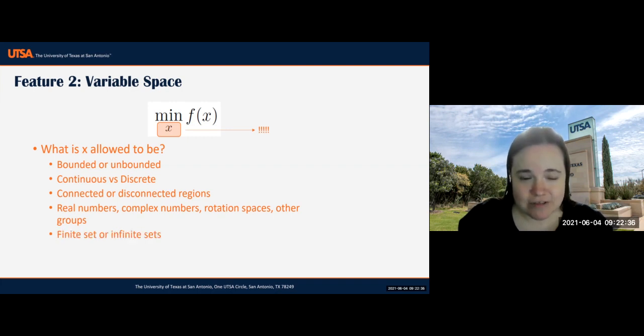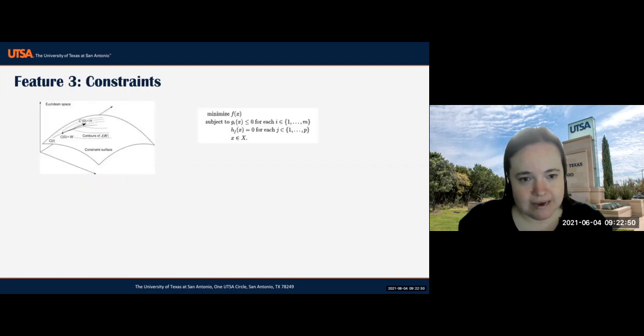And a final distinction there is whether we have finite sets or infinite sets. Am I optimizing over 3 choices, or is there actually an infinity of choices? So this feature too is fundamentally related to the third feature and can be kind of interchangeably defined this way sometimes. And the third feature is constraints.